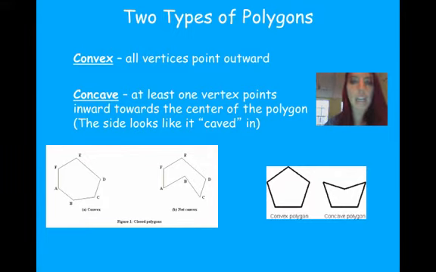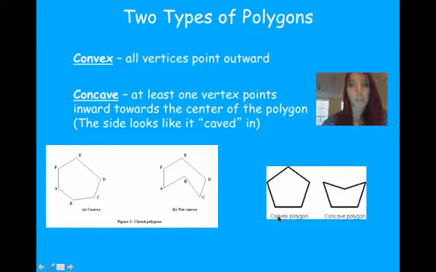In a convex polygon, all of the vertices point outward, okay? And there's nothing that points inward. In a concave polygon, at least one vertex, which is one point or angle, kind of points inside. It starts to look like it's kind of caved in, concave, caved in. These are going to be the polygons that are a little bit funky looking, okay? They don't look like your traditional polygons that you think of.